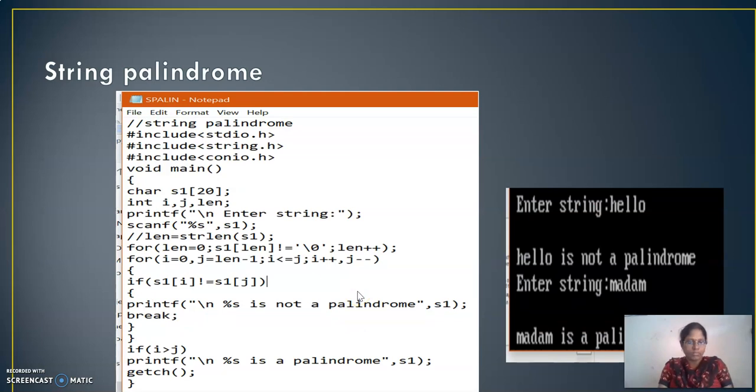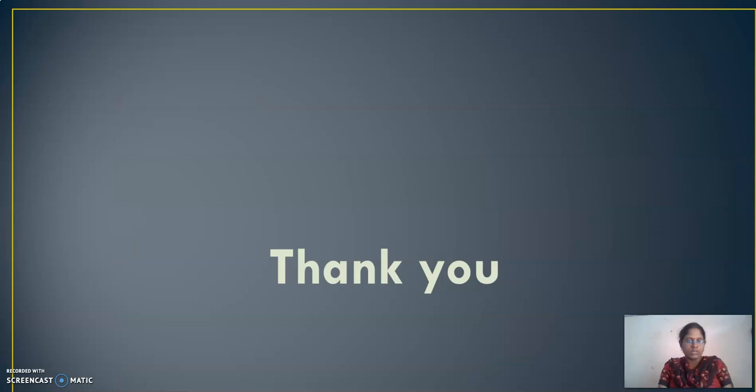String palindrome. For a string palindrome, we just do the same as string reverse, and compare the original string with the reverse of that string. If those two are equal, then I can say that it is a palindrome string, or else it is not a palindrome string. This is about your string handling functions.